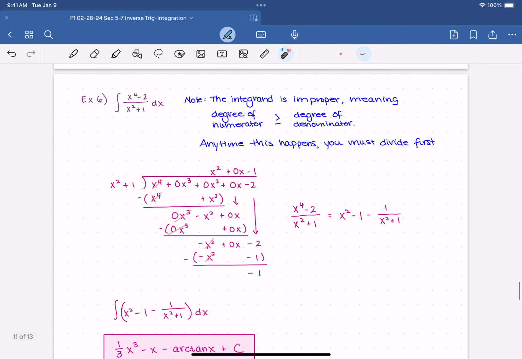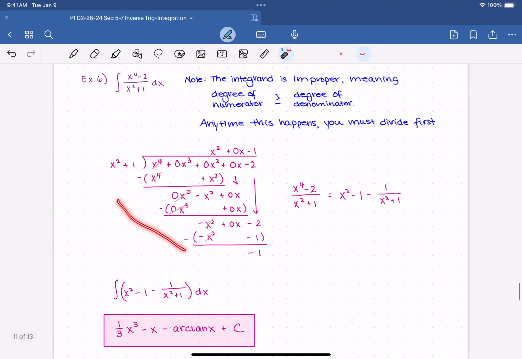Okay, last one. First of all, the degree of the top is bigger than the bottom. So I did have to do some long division here. And after I did long division, I got this. So I rewrote this integrand as this right here. And then it was much easier to integrate. Integral of this using power rule, integral of 1, integral of this is arctan, you get your answer. So there's those.